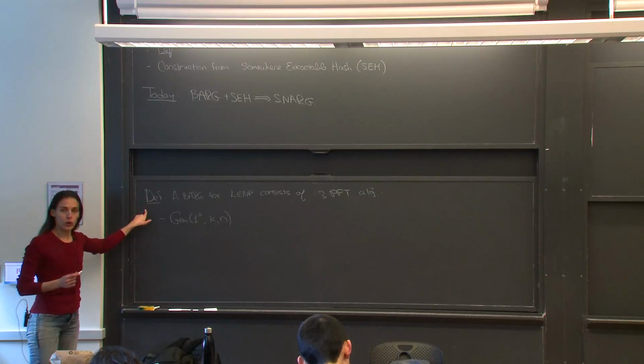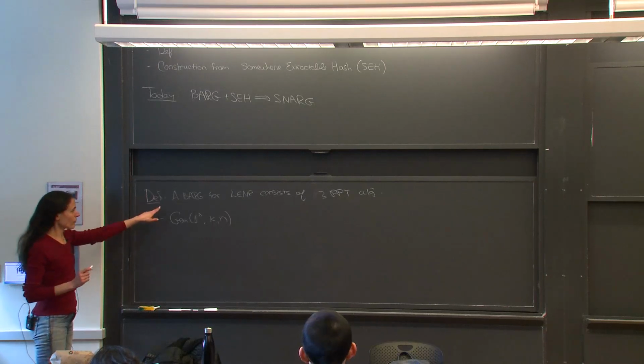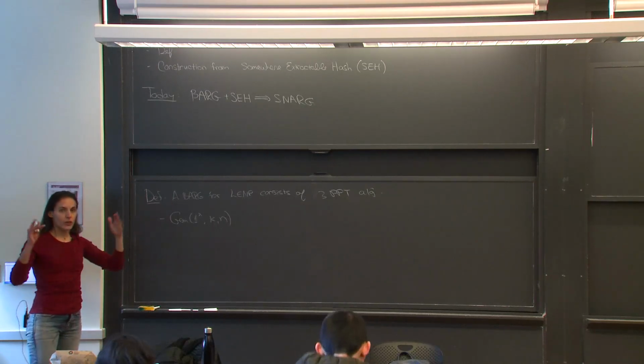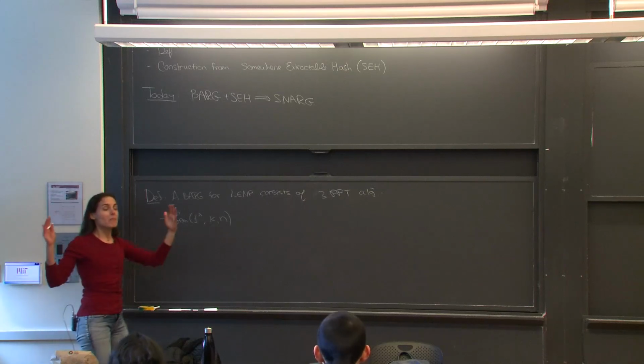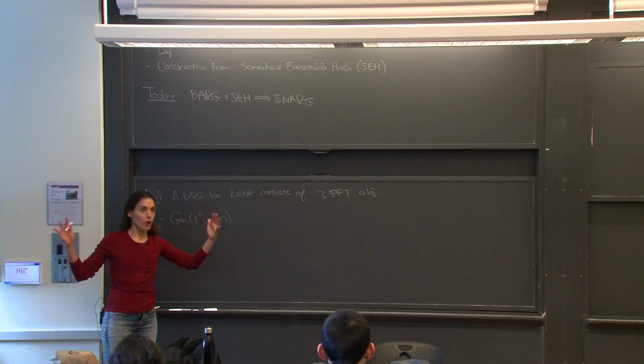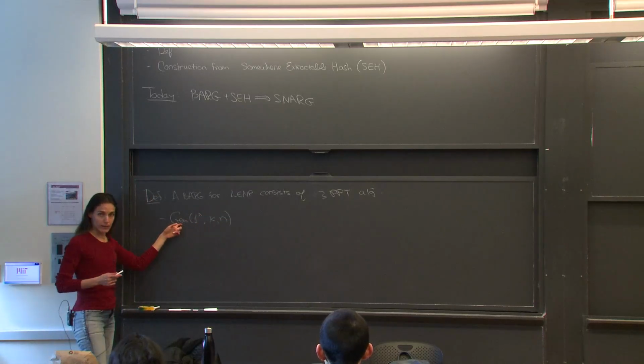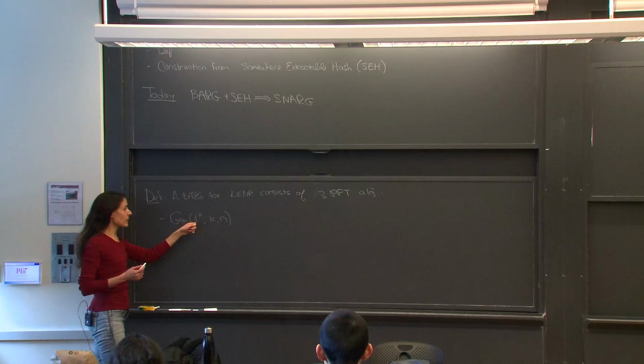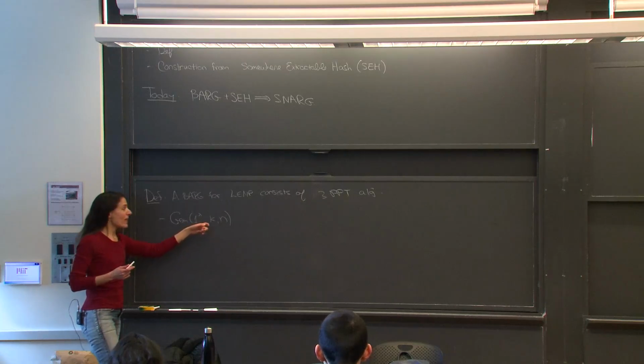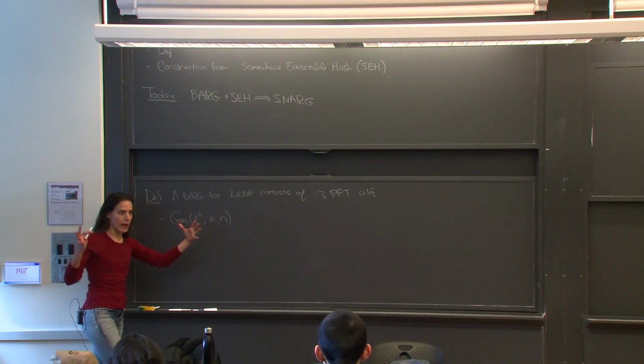So let me first recall what a BARG is really fast. With a BARG, you want to prove that many instances belong to an NP language. So a BARG for an NP language L consists of 3 algorithms. Gen takes as input a security parameter, the number of instances you want to batch.